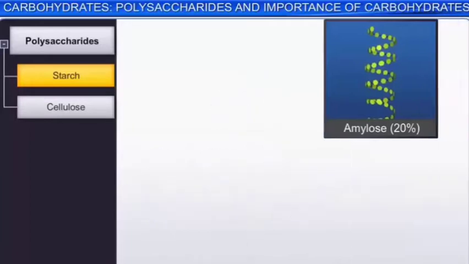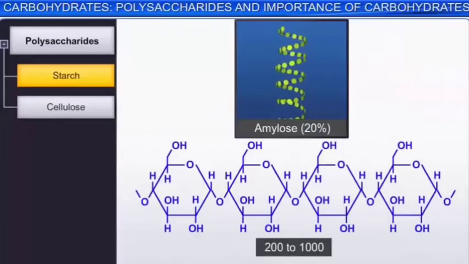Amylose is the water-soluble portion of starch. Amylose molecules contain 200 to 1000 alpha-D-(+)-glucose units, connected by C1-C4 glycosidic bonds, as shown in the illustration. The chains of amylose are long and unbranched.